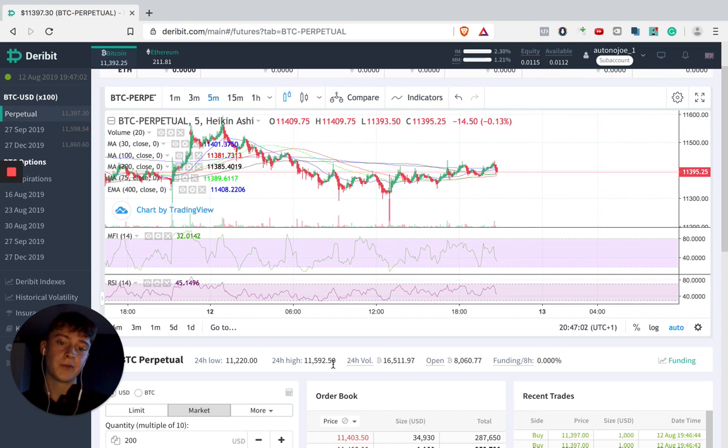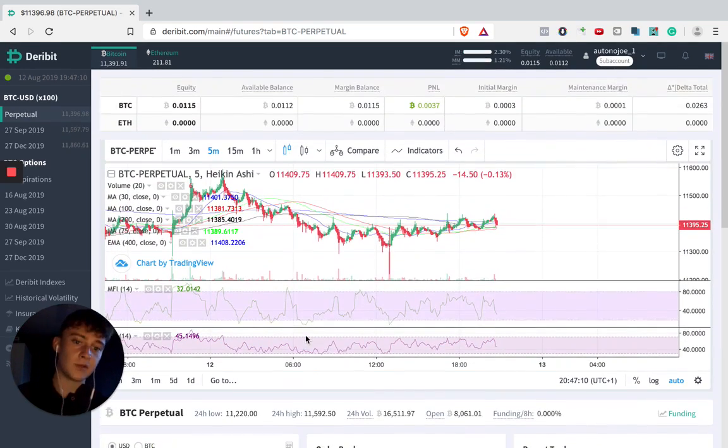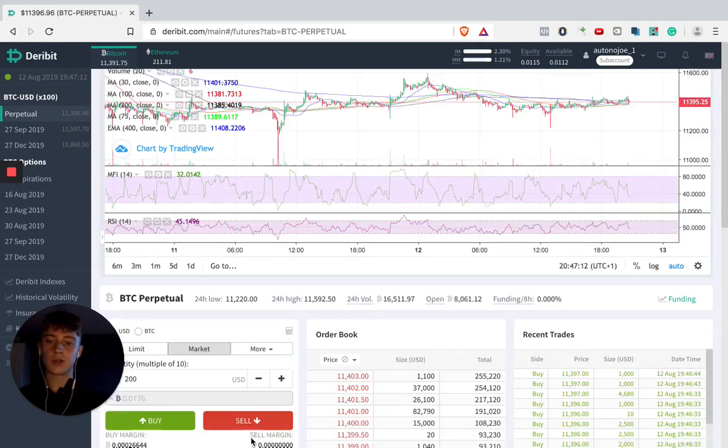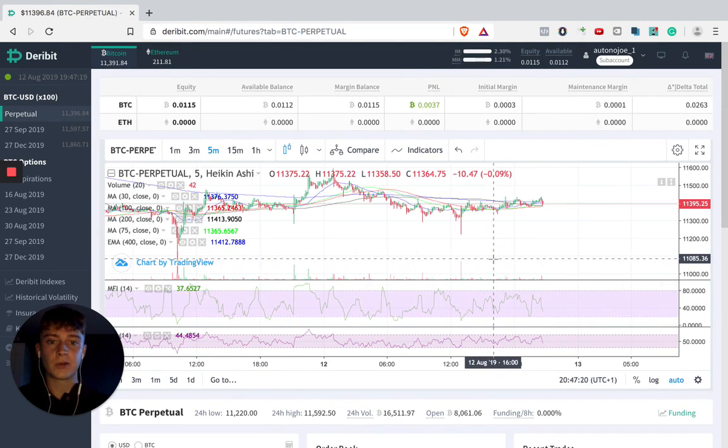I might go over a few on the channel here. Maybe comment below if you want me to go over some strategies, like the exact strategy I used to get a 1,400% return in a few weeks. I would come on here, just maybe buy at a low amount and just wait for the price to go up, as Bitcoin's going to go up.